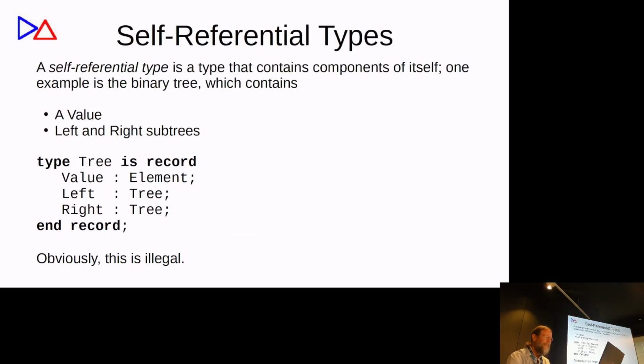And the final case, and probably the most complex, is self-referential types, where they contain components of themselves. Now, for a simple example, we have the binary tree, which conceptually is this. Of course, that's not legal Ada.